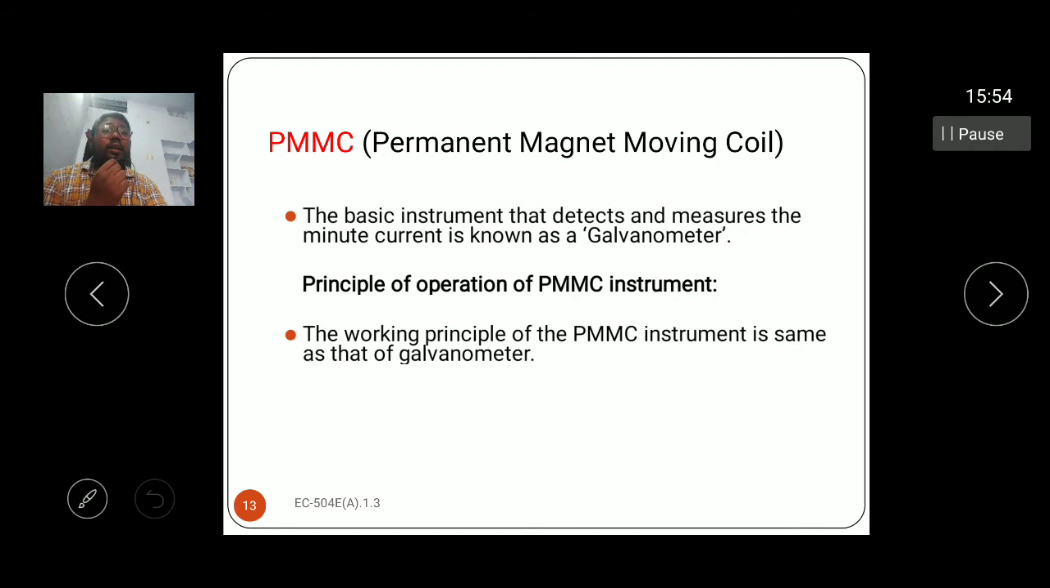In this PMMC meter, the basic instrument that detects and measures minute current is known as the galvanometer. That means the PMMC principle is the same as the galvanometer principle, that is the D'Arsonval movement used in the PMMC. Here I am going to explain the principle of operation of the PMMC instrument. The working principle of the PMMC instrument is the same as that of the galvanometer. I am going to explain both.